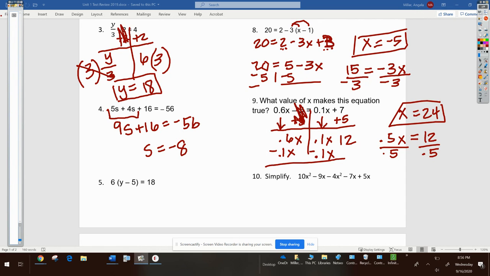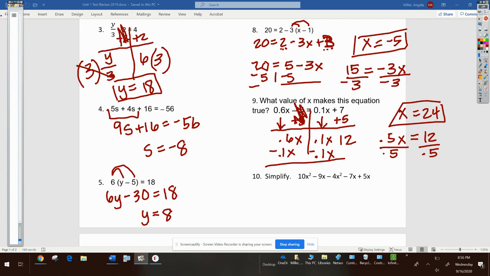All right, on number 5. I'm not going to work through this one all the way, but you need to distribute your 6. So that gives you 6y. 6 times 5 is 30, equals 18. Pretty sure you guys know how to do the rest. So at the end of the day, y is going to equal 8.